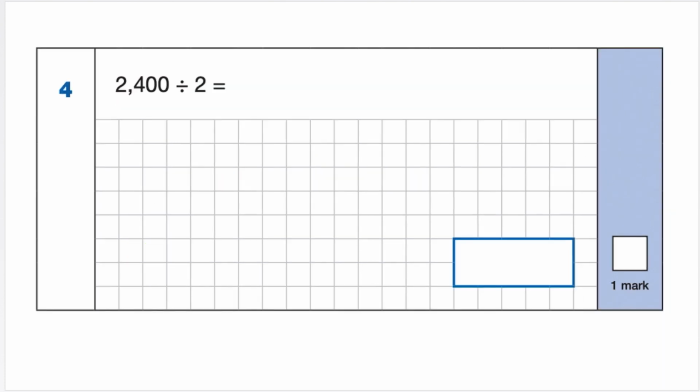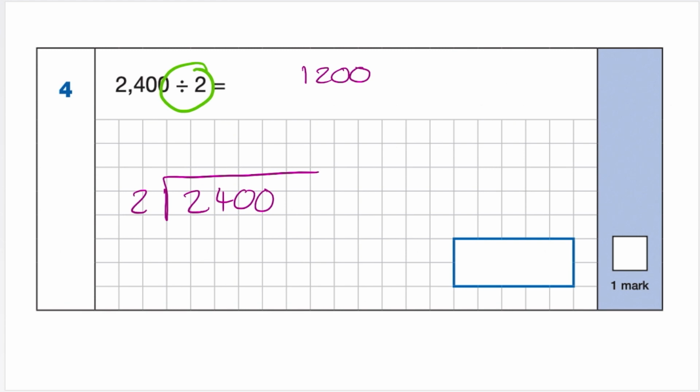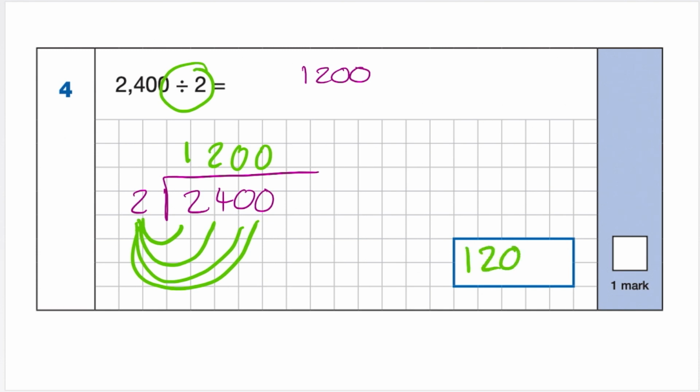Okay, question 4. This says 2,400 divided by 2. Now anything that's divided by 2 effectively just means to halve it, so we're going to try and halve 2,400. Some of you will be able to see that half of 2,400 is 1,200, but if we wanted to check it, we could do our bus stop 2,400 and put our 2 outside, and we can work out how many 2's are in 2, 1, how many 2's are in 4, 2, how many 2's are in 0, 0, and 0, 0. Same answer, so our answer is 1,200.